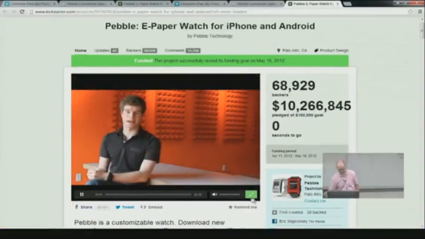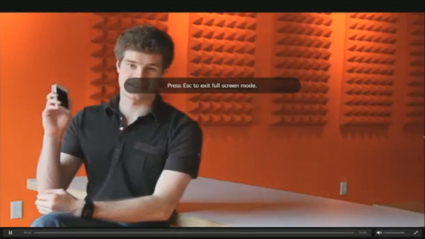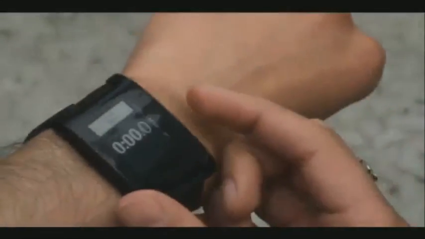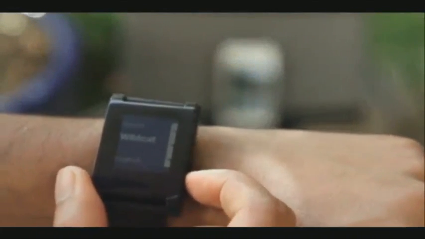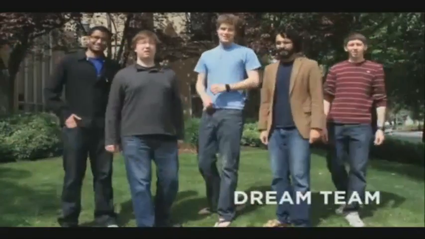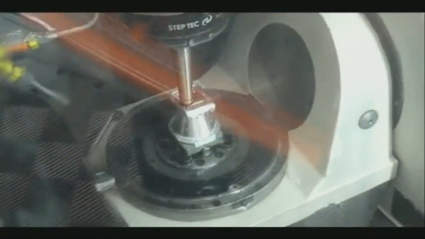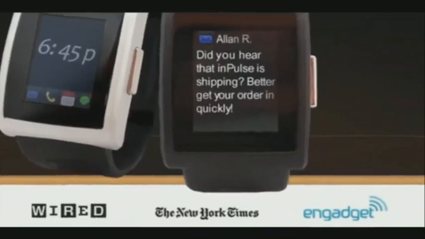Hi Kickstarter, my name is Eric. This is my smartphone, and this is my Pebble. Pebble is a watch that you can customize. It runs a lot of cool and useful apps, and connects wirelessly by Bluetooth to your iPhone or Android smartphone. This is our dream team. It started with a prototype built from cell phone parts. That led us to our first commercial product, the Impulse smartwatch for BlackBerry.